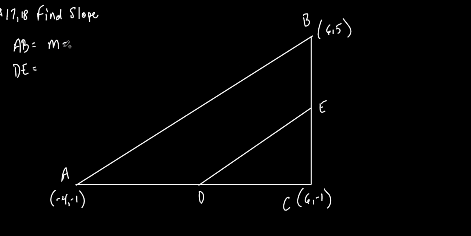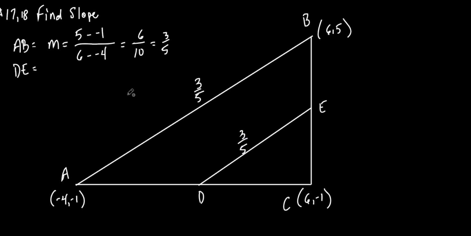So let's find the slope of AB. We've done this not that long ago. All right? Find the slope. How do you find the slope? Subtract the y's. 5 minus negative 1. And then subtract the x's, put it on the bottom. 6 minus negative 4. Oh, my clock's a minute slow. So what's that? 6 over 10, which is 3/5. So if the slope of this one is 3/5, what's the slope of DE? It's going to be 3/5.